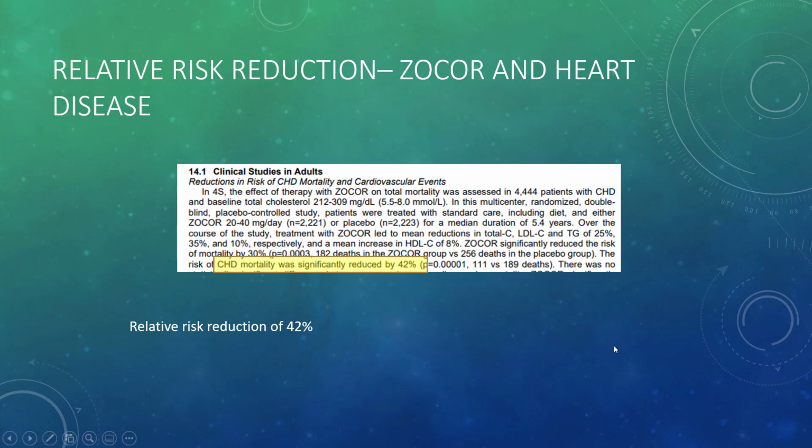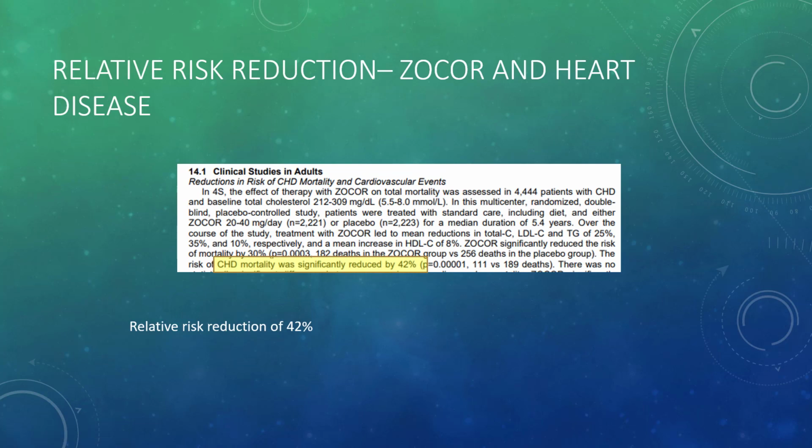And here is what I was talking about, your relative risk reduction of 42%. So this is a study with Zocor and heart disease. You've got two populations, one that was given Zocor right here, and one that was given a placebo right here. And so you have a control group, that is the placebo, and then you have the group that is actually taking the medication.